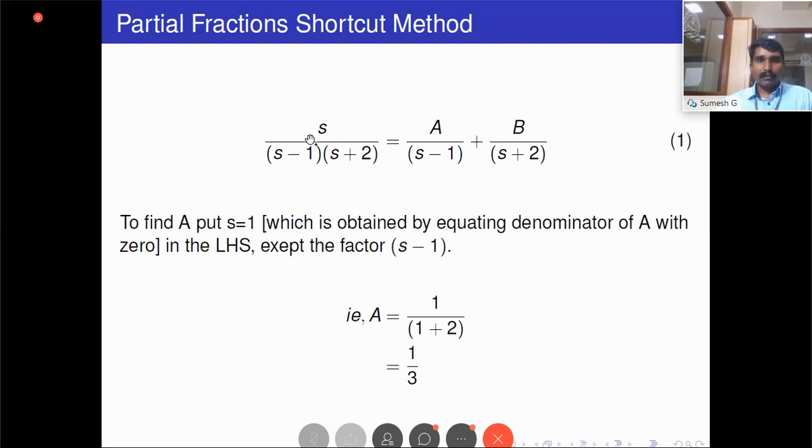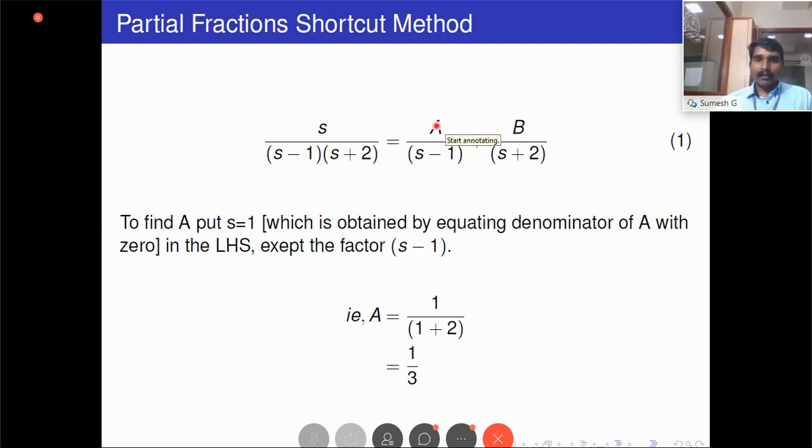So partial fraction form of the expression s by s minus 1 into s plus 2 is a by s minus 1 plus b by s plus 2. We have to find the values of a and b. Here we are directly finding a without multiplying by the denominator. This is the general method. Here we discuss the shortcut method.